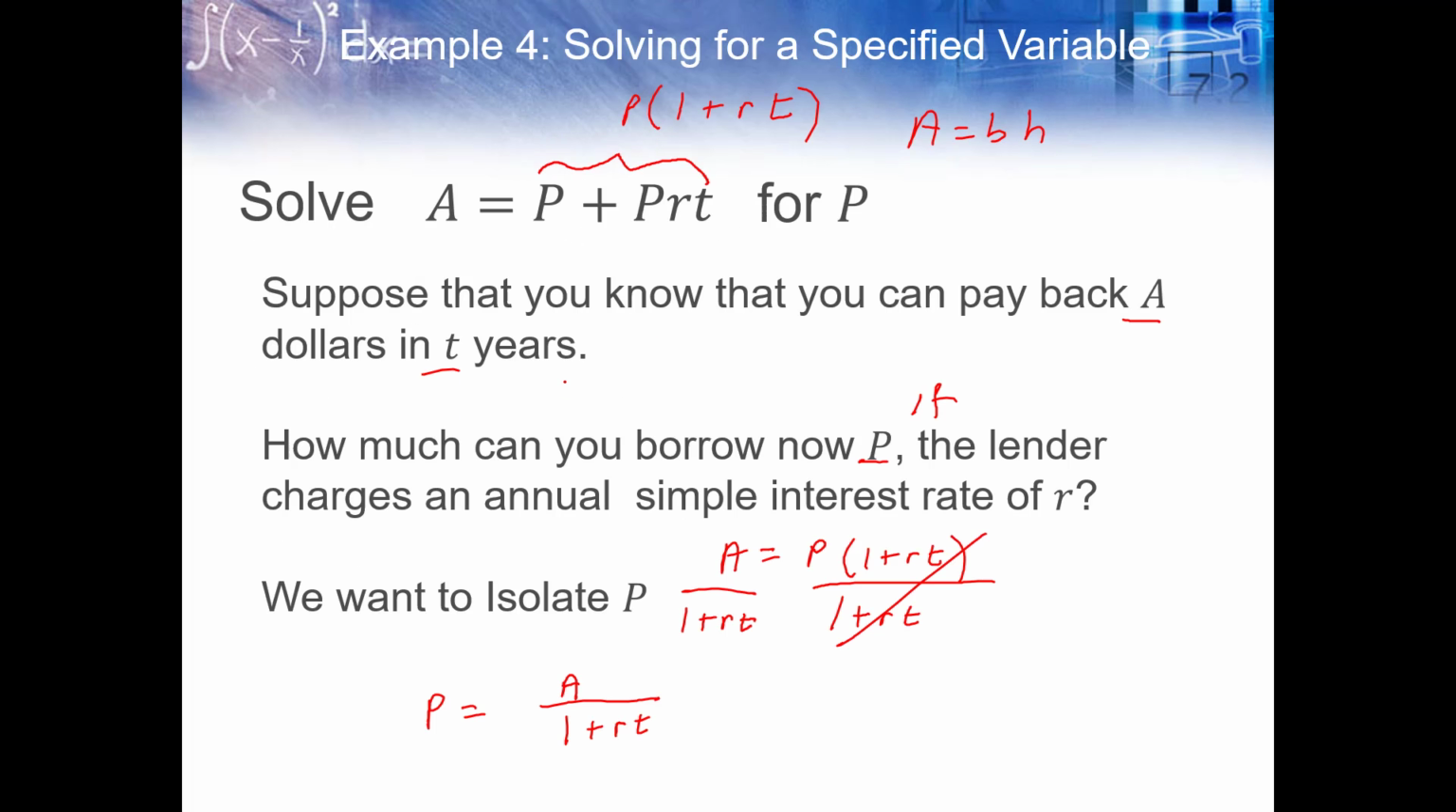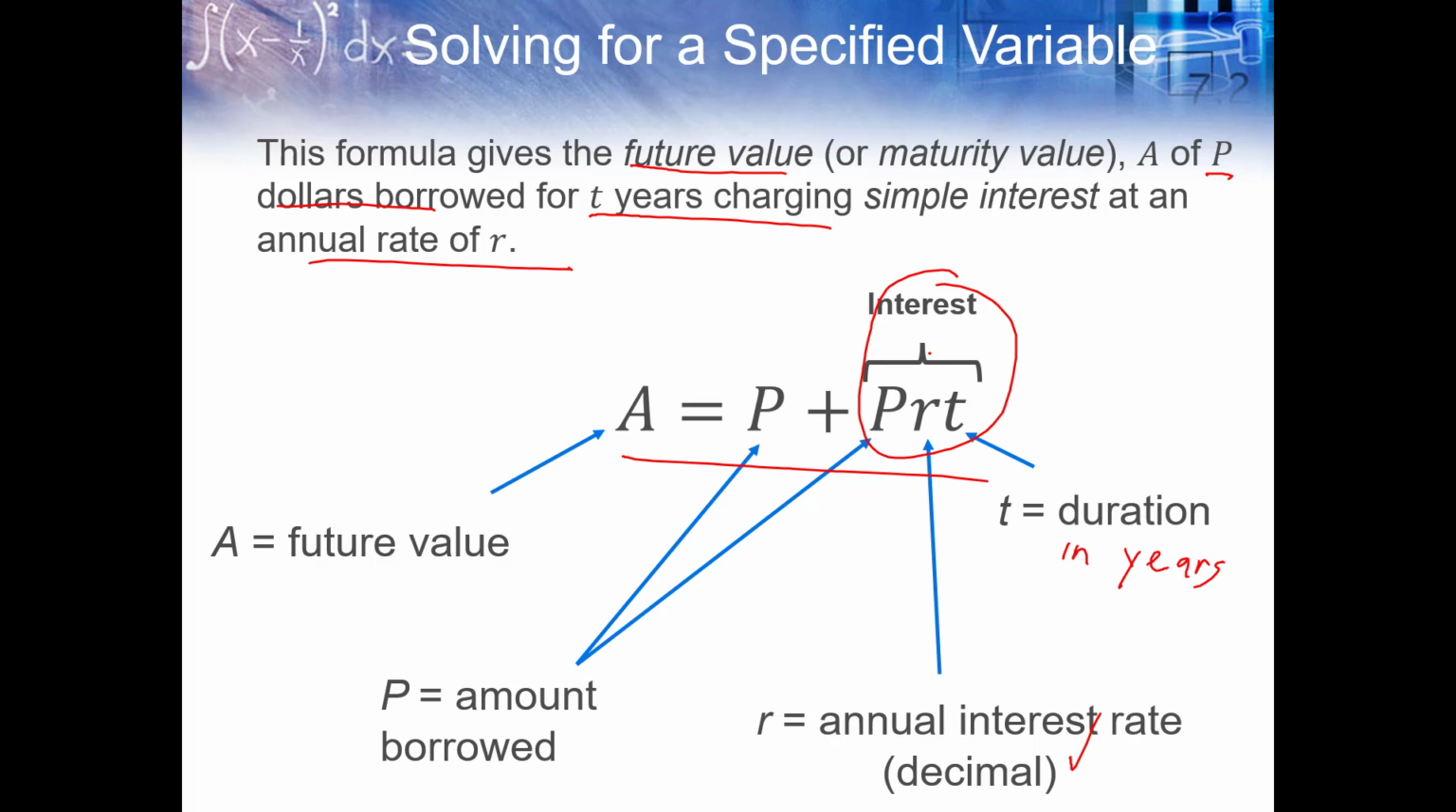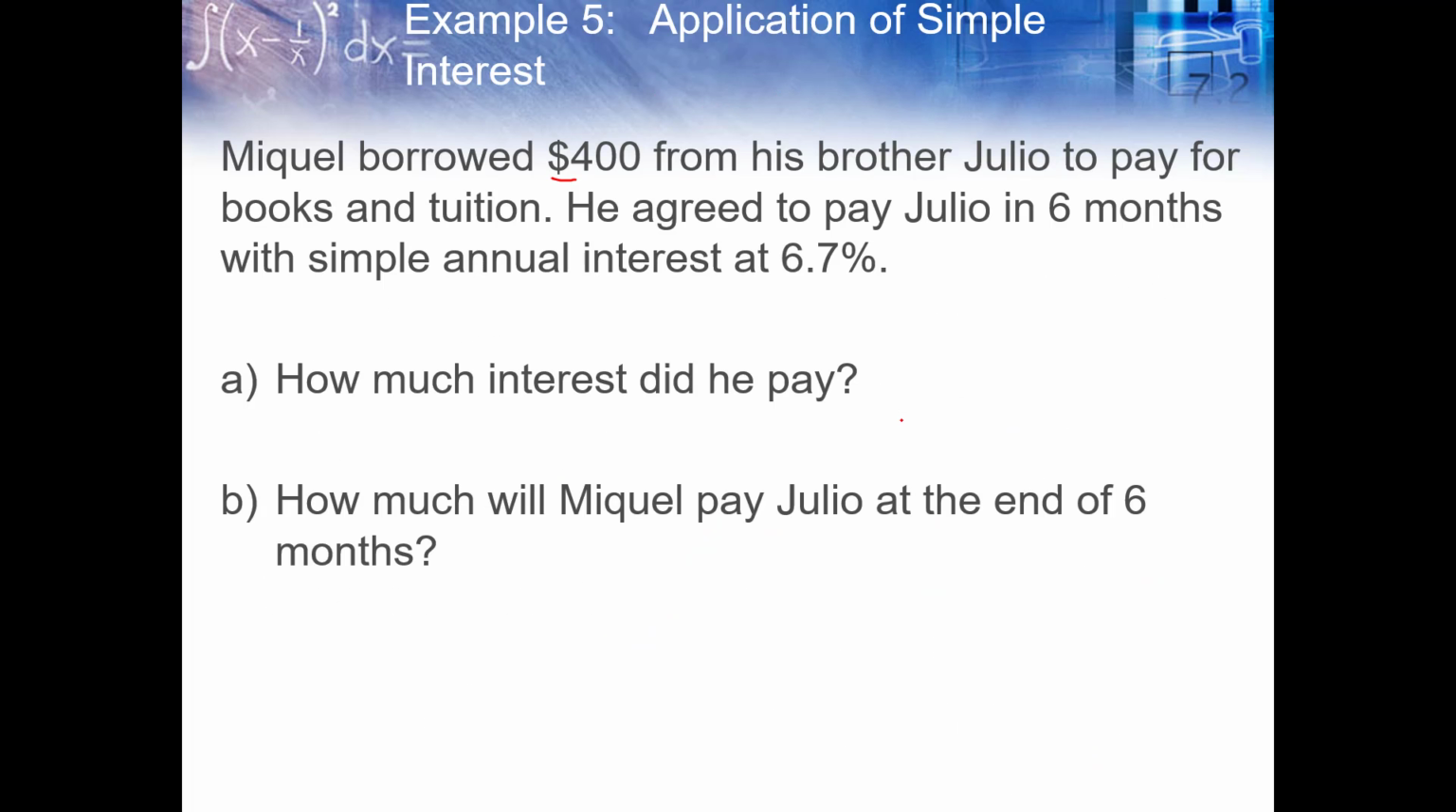Well, the formula for that is right here, PRT. So the interest is going to be equal to PRT, where P is the amount that you borrowed, R is the interest rate as a decimal, not a percentage, and T is the duration in years. Okay, so P is $400. R is 6.7%, which is equal to 0.067. To convert a percentage to a decimal, you always divide by 100.